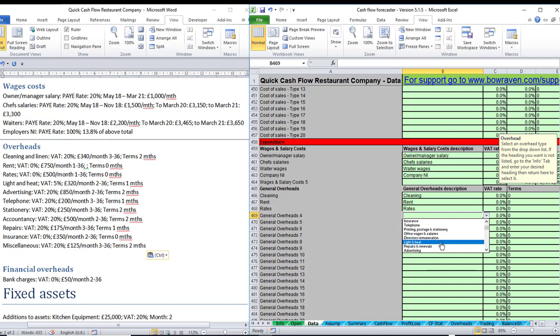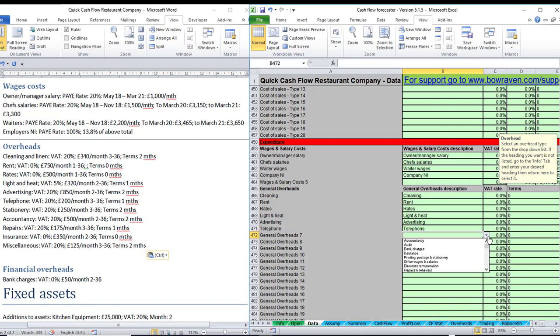Light and heat, there it is. The good thing is you can't double click these, because as you select these, they disappear. So from the list, that is. So advertising, telephone, printing, postage, stationery, accountancy, which was at the top, remember. So now if I click it, you'll see that accountants disappeared.